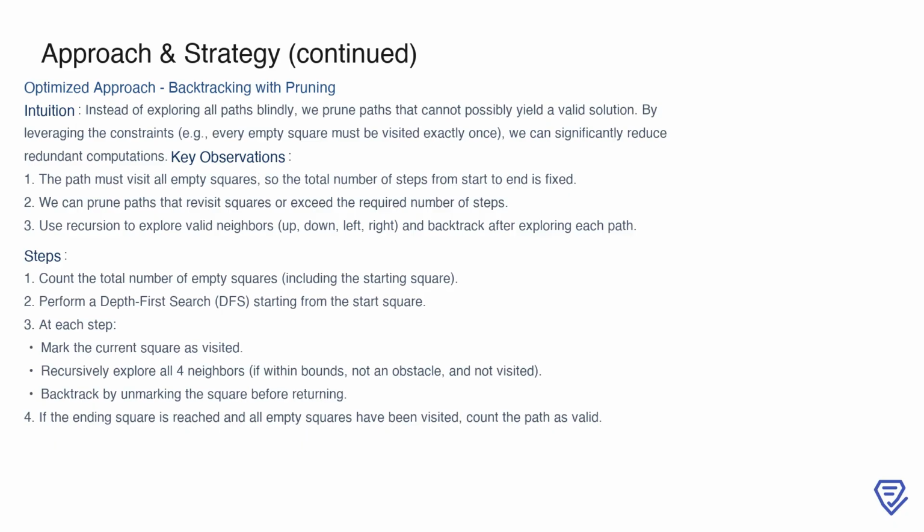First, we count the total number of empty squares, including the starting square. Then, we perform a depth-first search from the start square. At each step, the current square is marked as visited, and we recursively explore its valid neighbors, those that are within bounds, not obstacles, and unvisited. After exploring all options for a square, it's unmarked to allow for backtracking. If the end square is reached and all empty squares have been visited, this path is counted as valid. This systematic process ensures we explore only potential solutions while avoiding wasted effort on invalid paths.